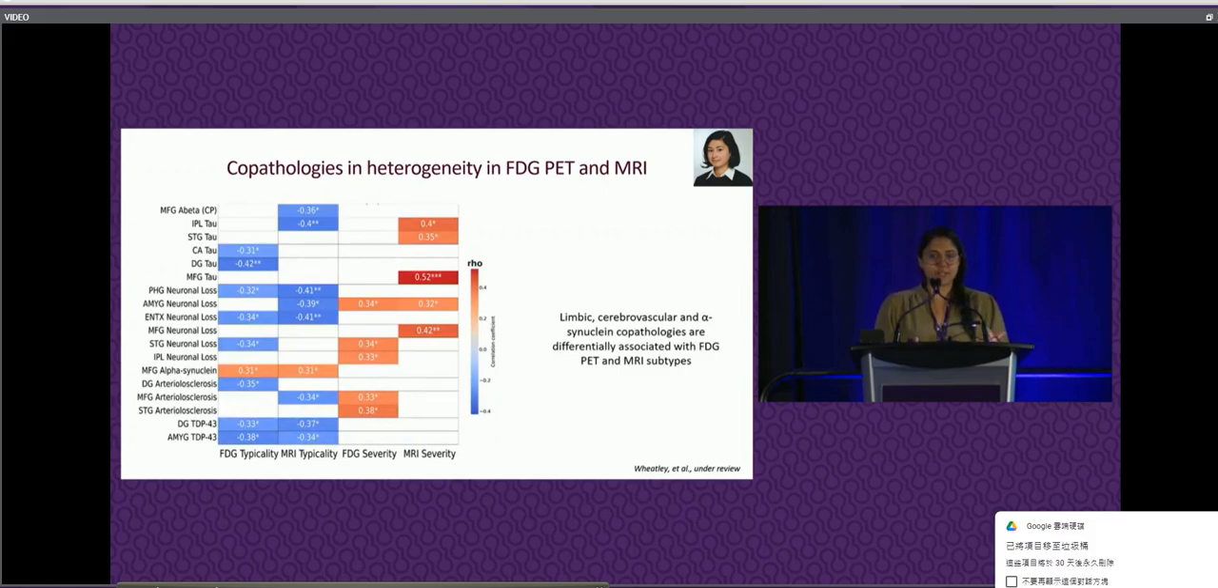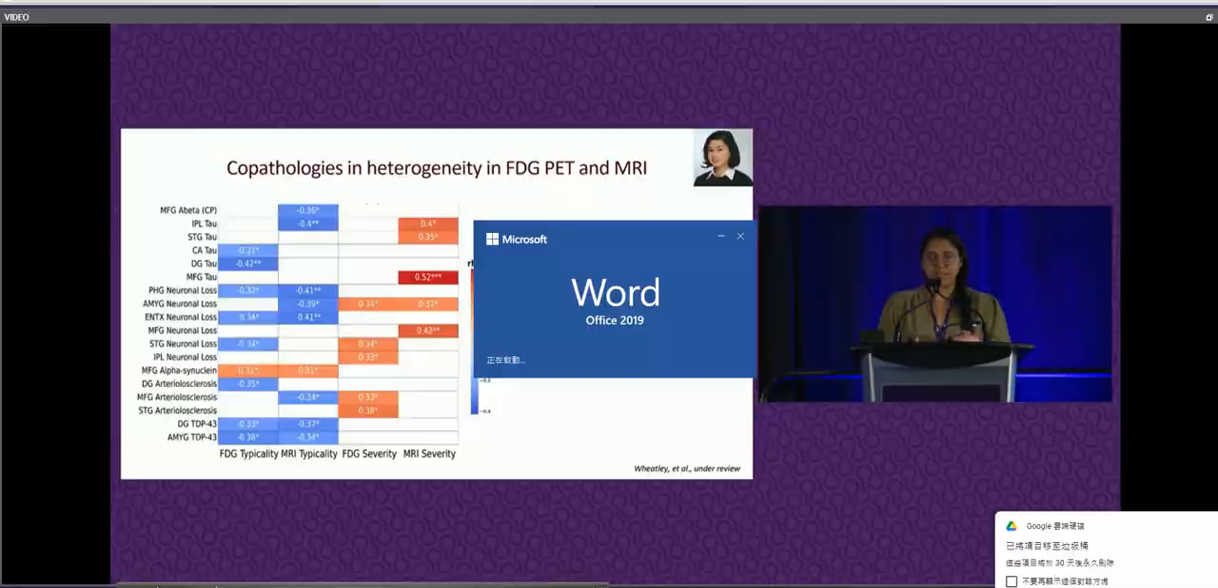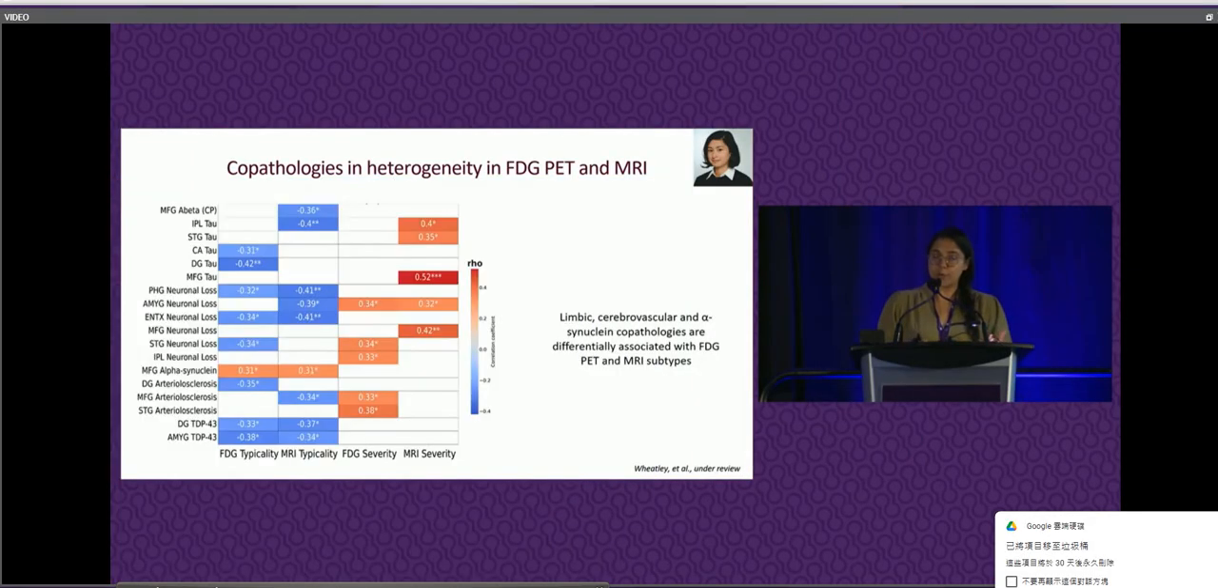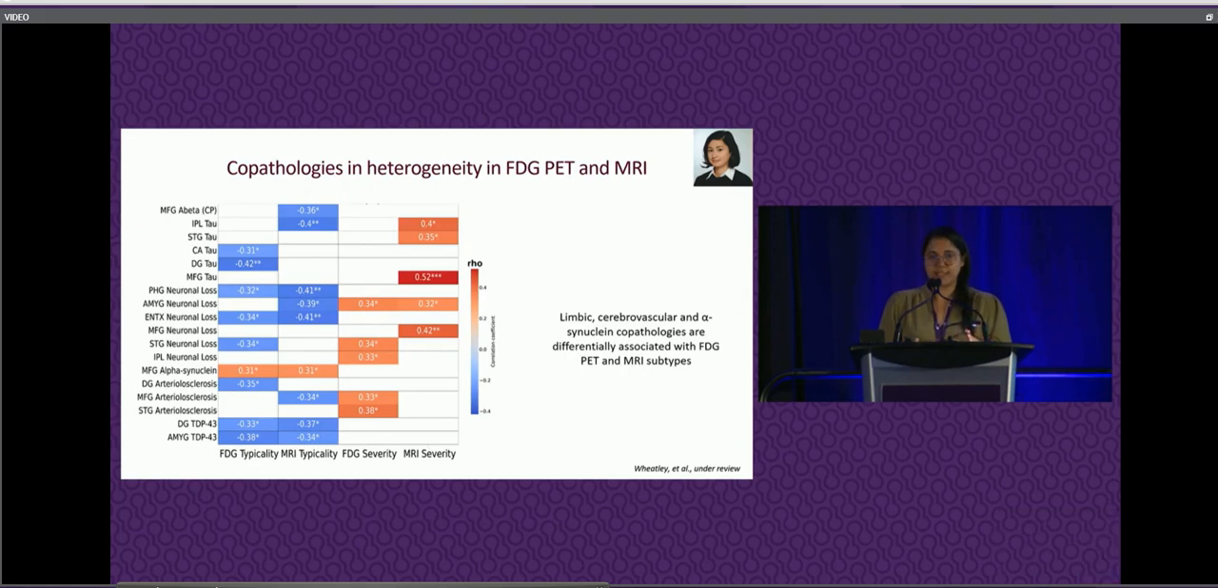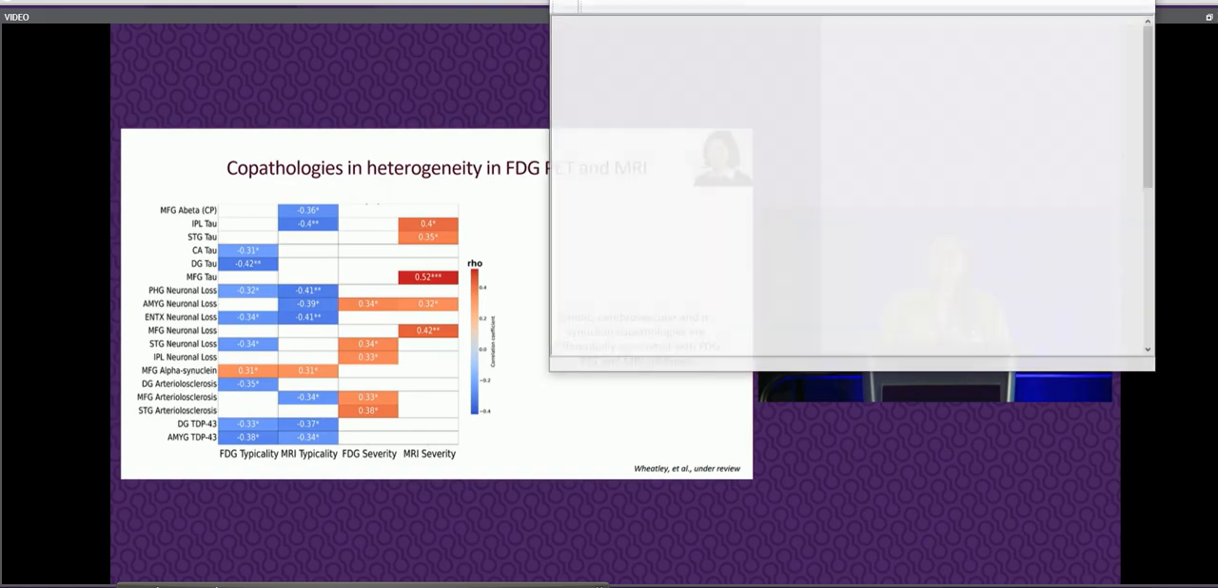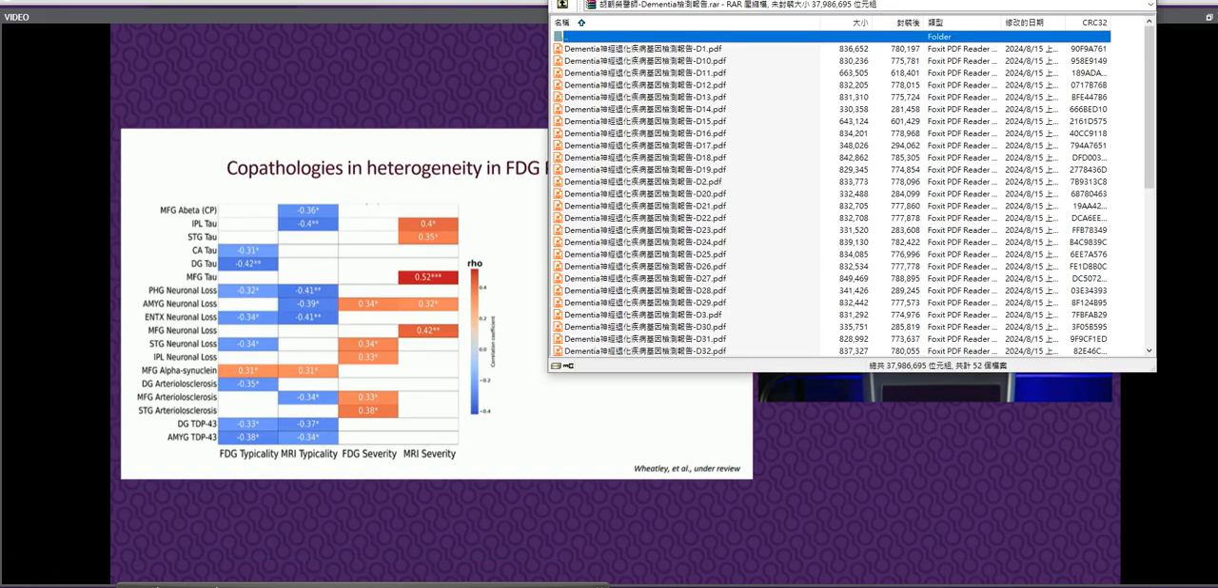Further, she has also looked at different co-pathologies at a regional level in neocortical as well as medial temporal regions in the brain. And we see that when we look at FDG PET-based typicality and severity measures compared to MRI-based typicality and severity measures, they differentially associate with co-pathologies, in particular limbic, cerebrovascular, and alpha-synuclein co-pathologies.